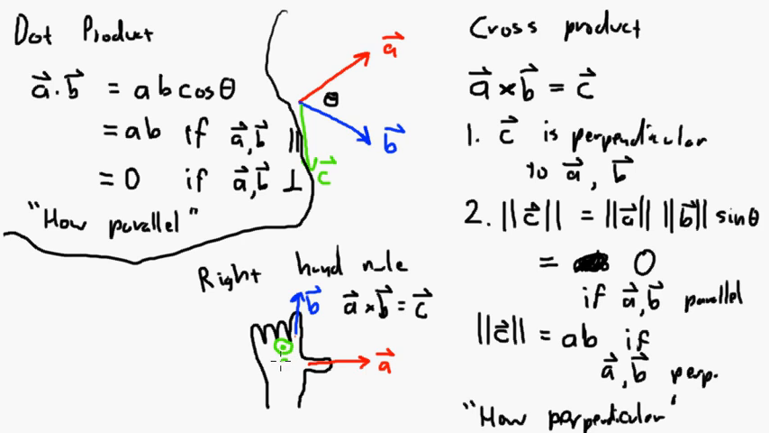We use this circle with a dot in it to indicate a vector coming straight out at us. So this is a vector pointing towards you. And this is a vector pointing away. It's a circle with an X.